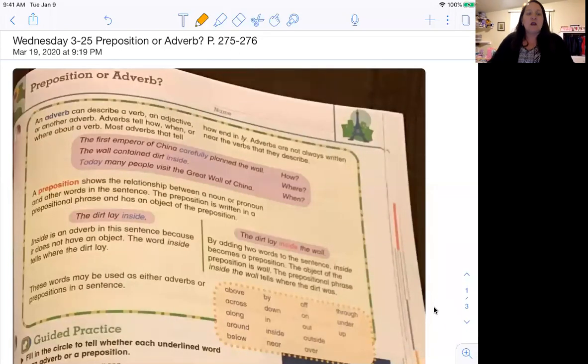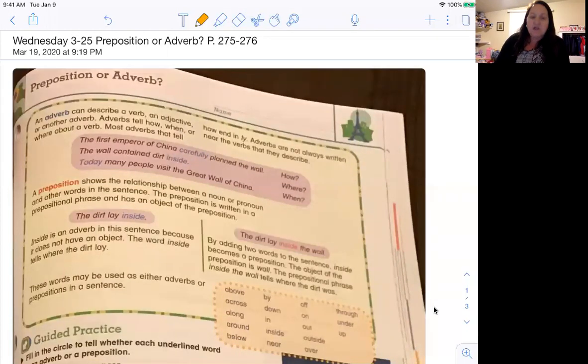Okay, so a preposition. What's a preposition? It kind of adds substance to a sentence, right? And remember, I like to say a preposition is something you can do with a box: above the box, beside the box, in the box, around the box, okay? Let's look at what an adverb is.